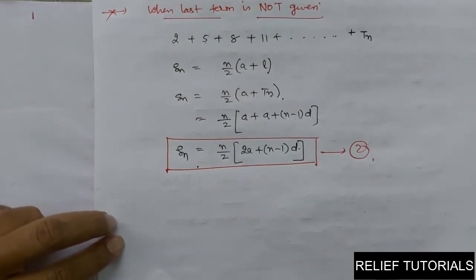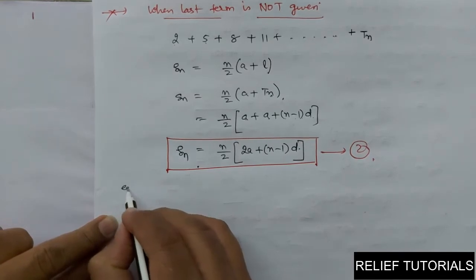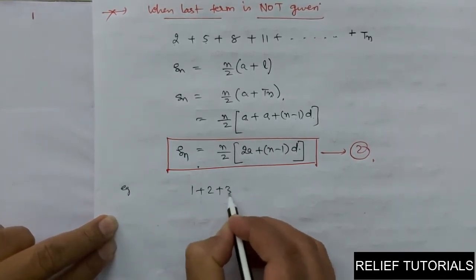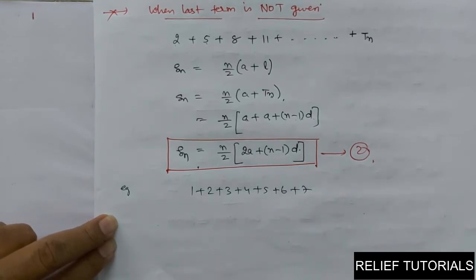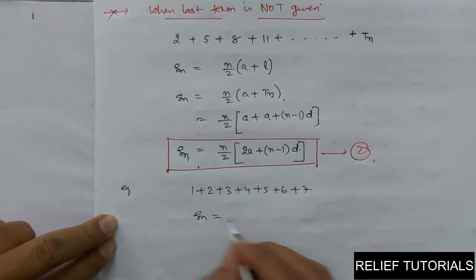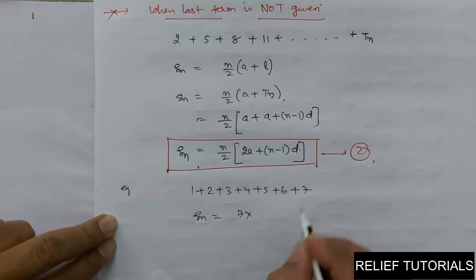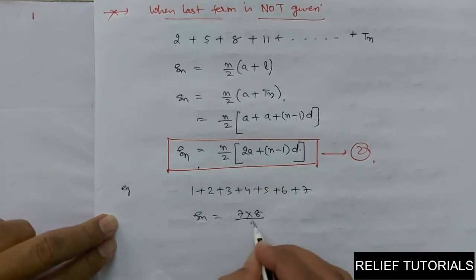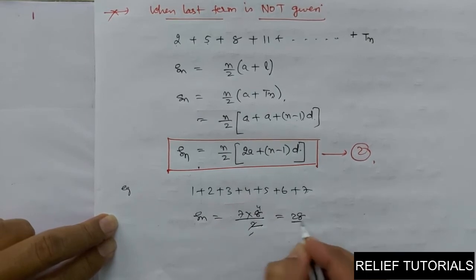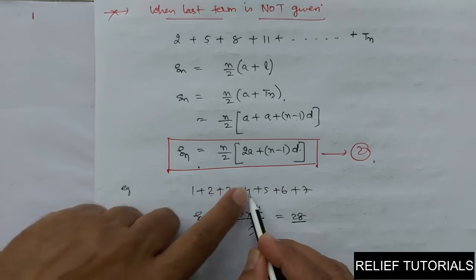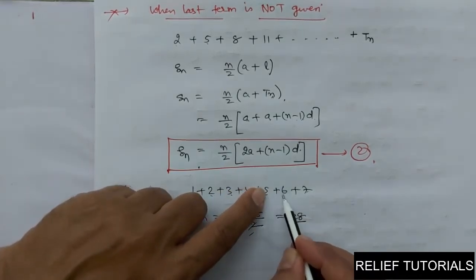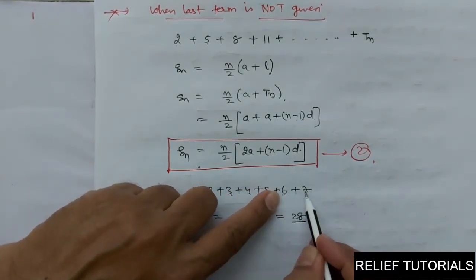And you know the sum of n natural numbers. See here, we'll say sum of n natural numbers: 1 plus 2 plus 3 plus 4 plus 5 plus 6 plus 7. Now you know what the sum will be. Which is the last term? 7. And which term will be after 7? 8 upon 2. So 2 ones are, 4s are, 7 4s are 28 is the answer. You can add this: 1 plus 2 is 3, 3 plus 3 is 6, 6 plus 4 is 10, 10 plus 5 is 15, 15 plus 6 is 21, 21 plus 7 is 28.